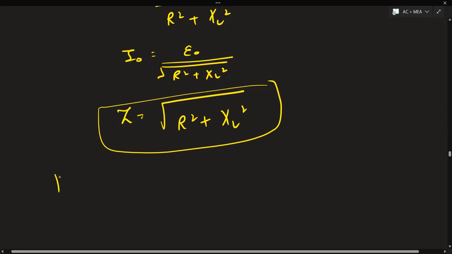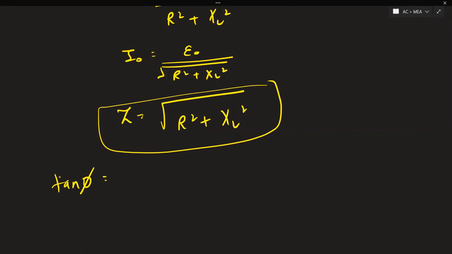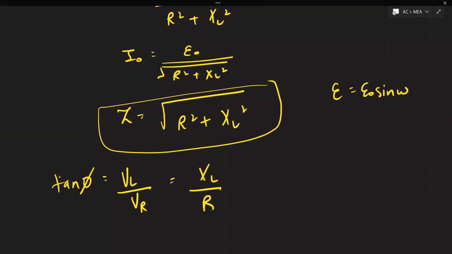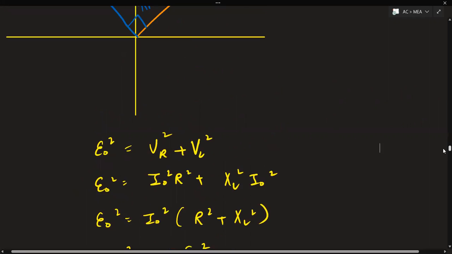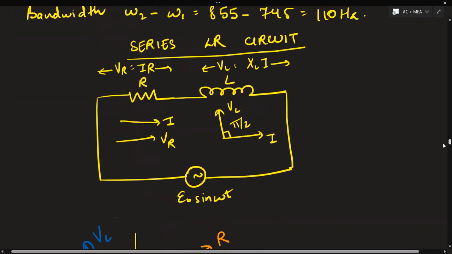Even in case of tan theta, tan phi that we write, you just have to write it in terms of VL divided by VR, or you can write XL divided by R. You don't need to write XL minus XC this time. Fine. So it will make your question easier. So E was what? E was equal to E naught sine omega t, and I will be equal to I naught sine omega t minus phi, whatever is the phase difference. This is just a revision. Fine, these two are the formulas for it. We'll just do a question on this. First, note it down.